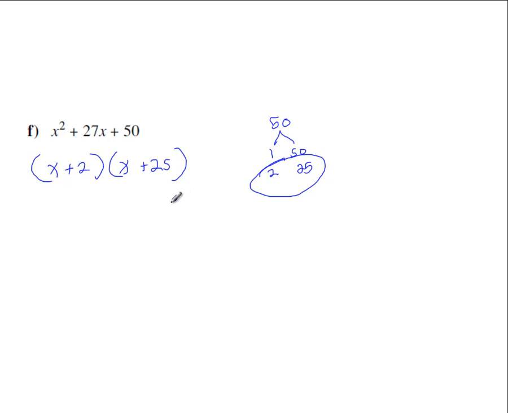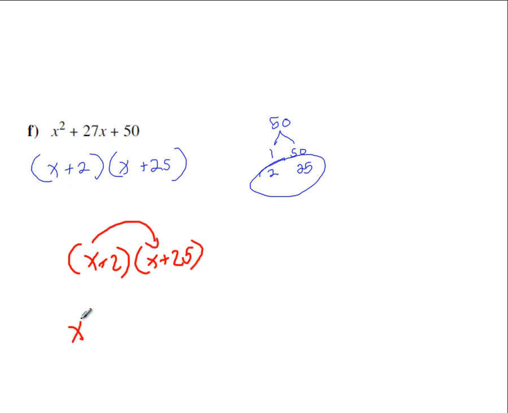If you're ever not sure that you factored correctly, or if you want to just check your answer, if you have extra time, if you expand this out again, you should get the original expression, x squared plus 27x plus 50. So I'll just try that to show you. Starting with x plus 2 times x plus 25.